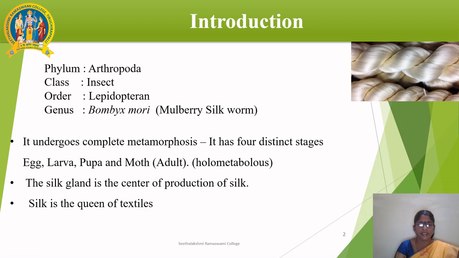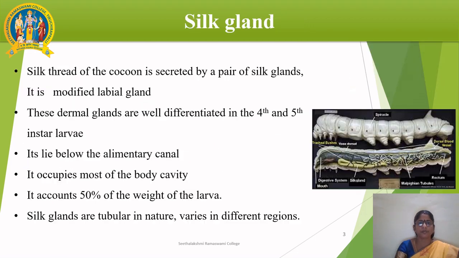The silk gland is the center of production of silk. Silk is the queen of textile. The silk thread of the cocoon is secreted by a pair of silk glands. It is a modified labial gland. These glands are well differentiated in the 4th and 5th instar stage larva. It lies below the alimentary canal and occupies most of the body cavity. It accounts for 50% of the weight of the larva. The silk glands are tubular in nature and vary in different regions.